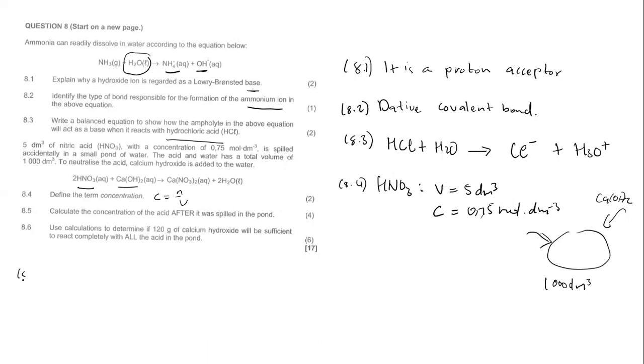So let me define it over here. 8.4: we're going to say solute of substance per, we used to say per unit volume, but now apparently they say per liters. This is how we define concentration. This is the solute and this is liters because it's a volume, right? And this is the solute, the number of moles of a substance. That's how we define it in a simpler way.